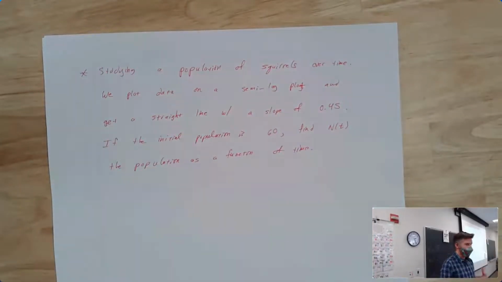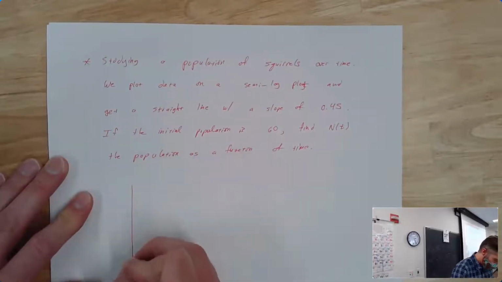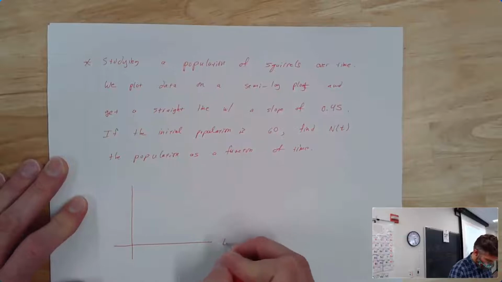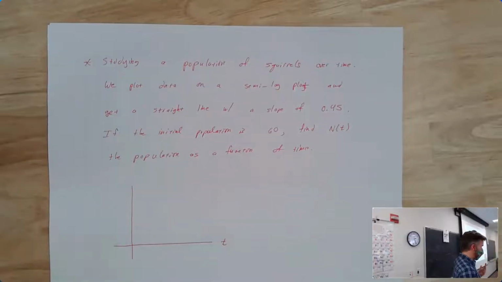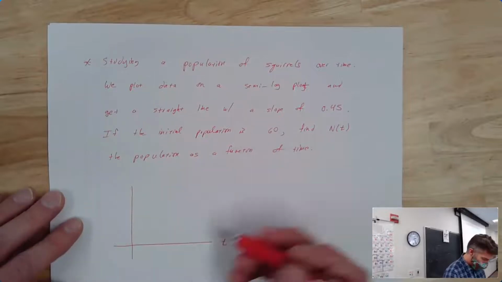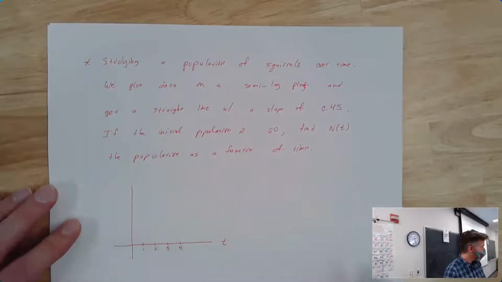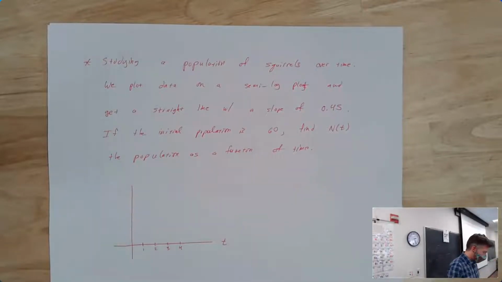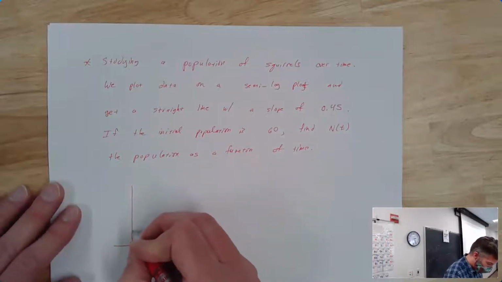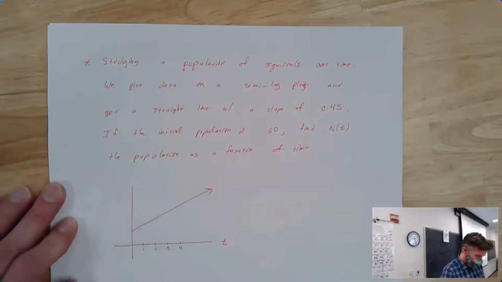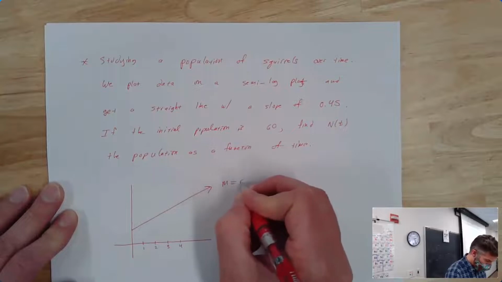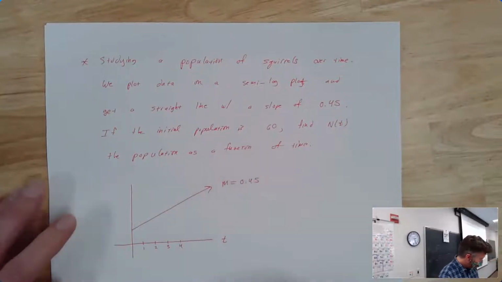Okay, so let's draw a very basic graph. So here's time measured in regular intervals. I don't know what my time units are really looking like here, but you can have like 1 day, 2 days, 3 days, 4 days, right? The interval between them is regular. And we know we're gonna have something like this, where the slope is 0.45.